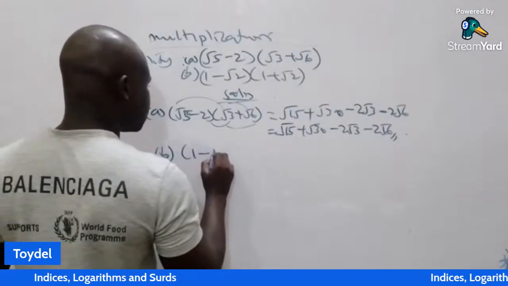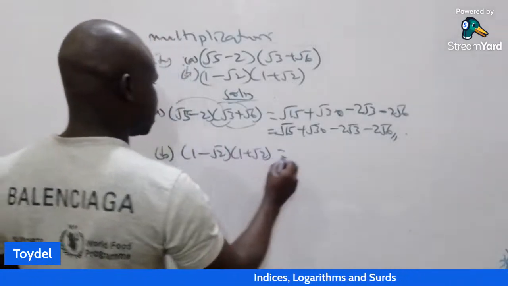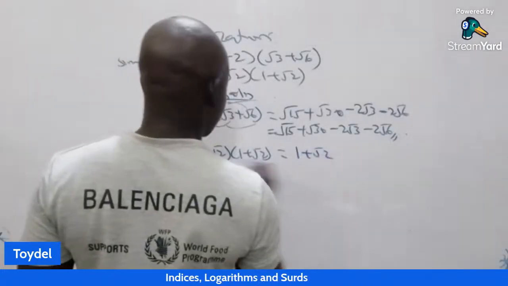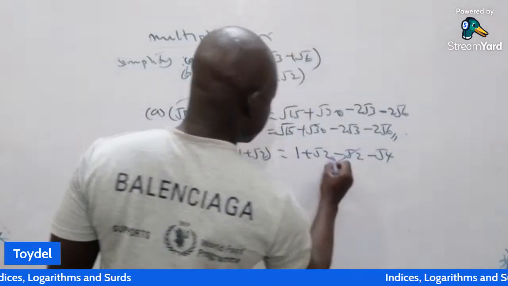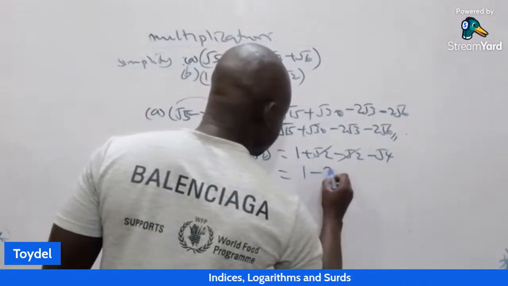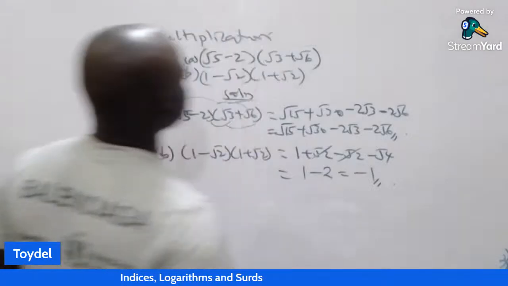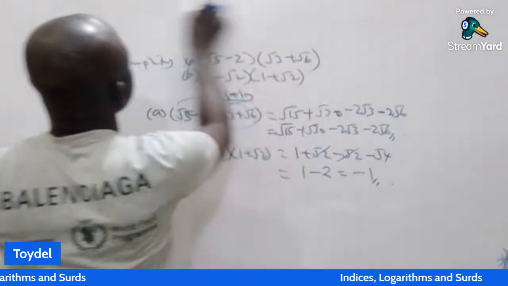Then look at the second one. Here we have 1 minus root 2, then 1 plus root 2. Of course, we do the normal expansion. That will be 1 plus root 2 minus root 2 minus root 4. This will take care of this. At the end of it, we have 1 minus square root of 4, which is 2. That's 1 minus 2, so the answer is minus 1. That's what we have there.